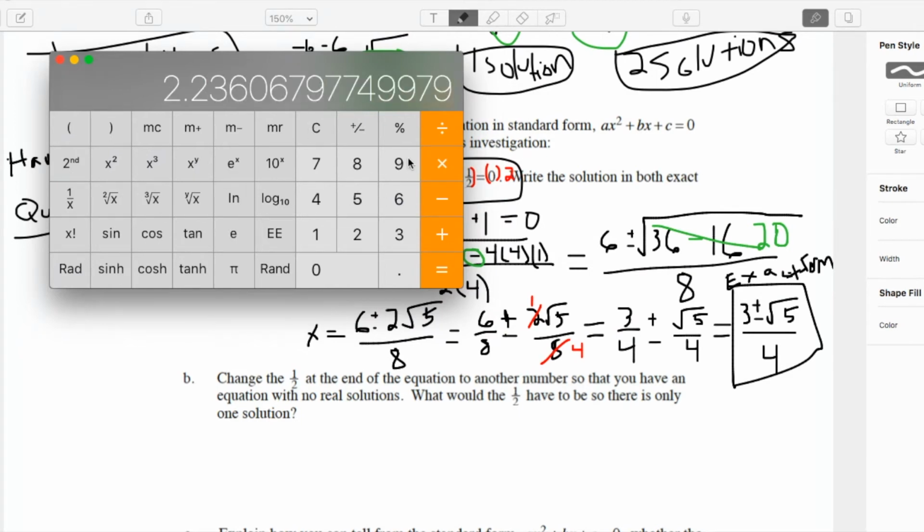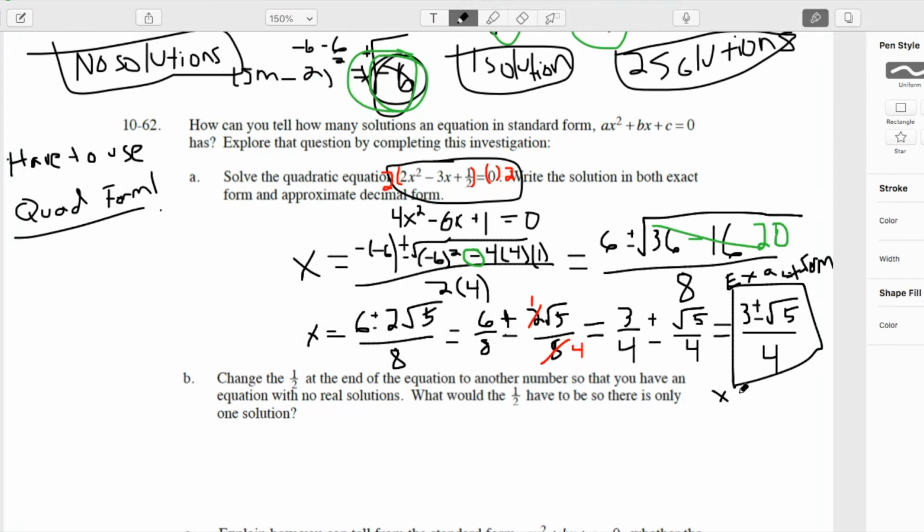It's about 2.23. That makes sense, right? Square root of 4 would be 2, so it's a little bit above 2. And then I'm going to add 3 to it. So I'm going to get the positive 1 first and divide by 4. And I get 1.3 or so. Okay, so x is about 1.3.